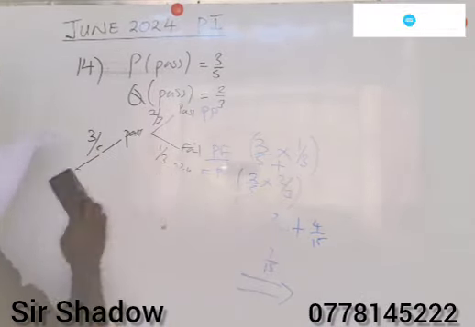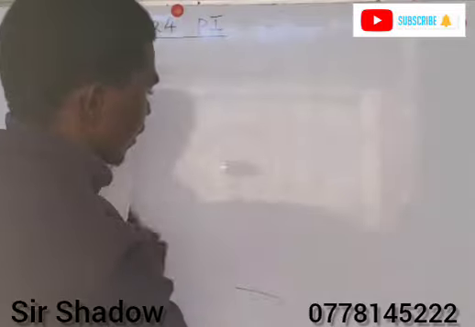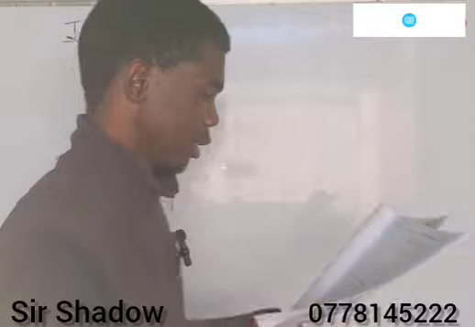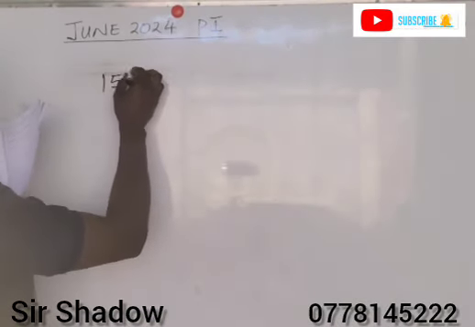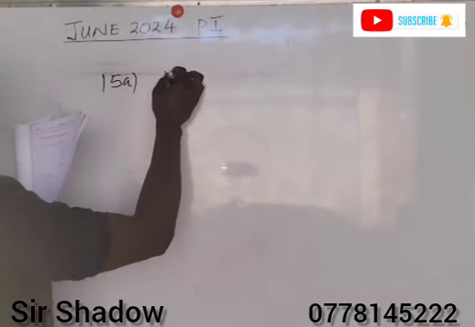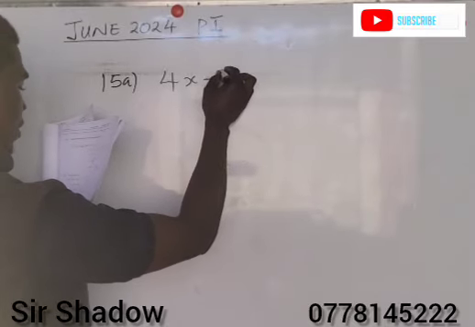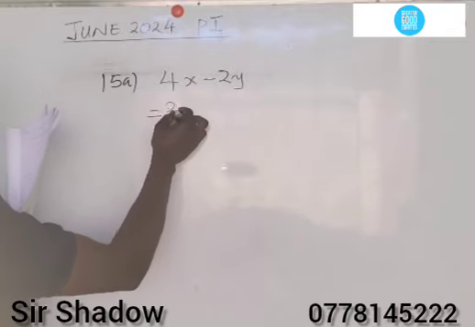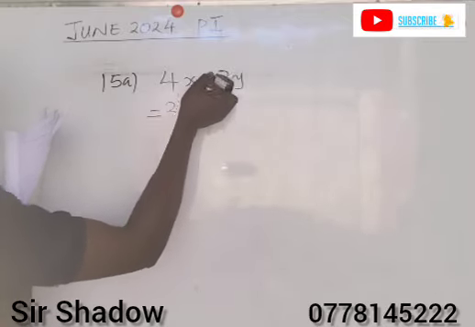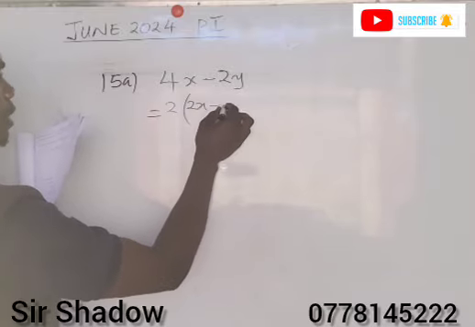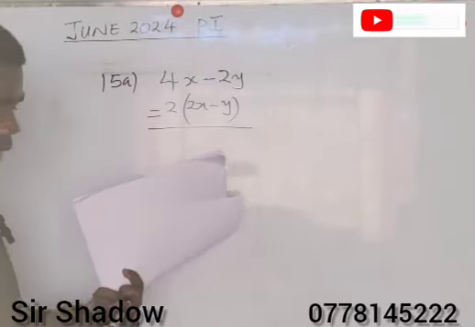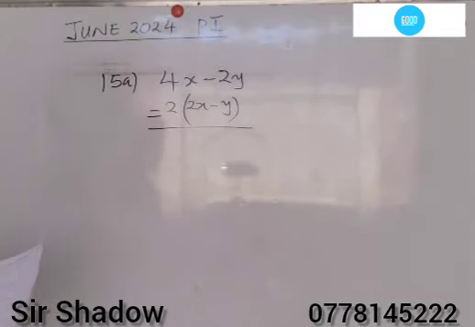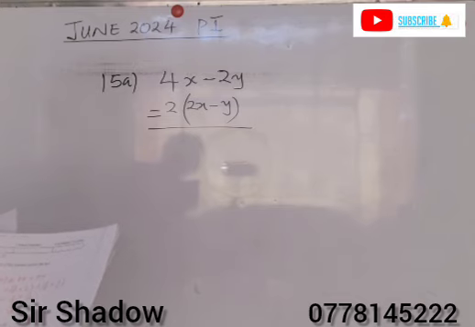Let's move on. Question number 15. In question number 15, we are asked to factorize completely. Factorize 4x minus 2y. Which one is common here? 2 is common, since 2 can enter into the first expression and also the second one. Then we are left with 2x minus y. So this is how to factorize the given expression, since you are asked only to factorize.